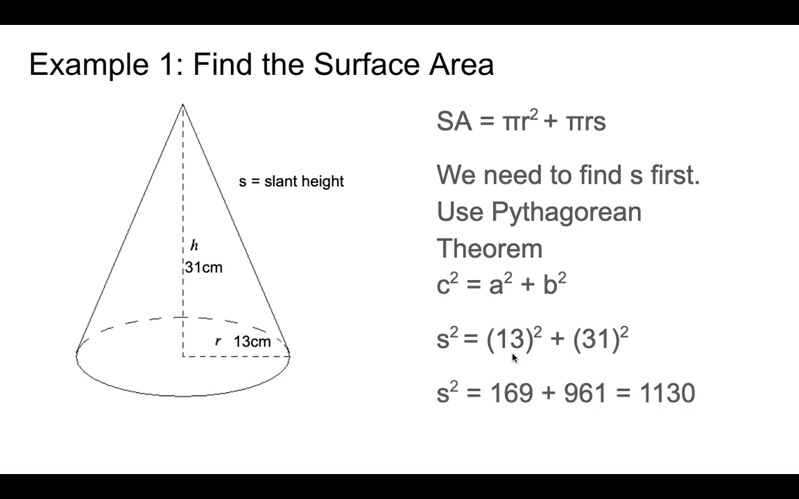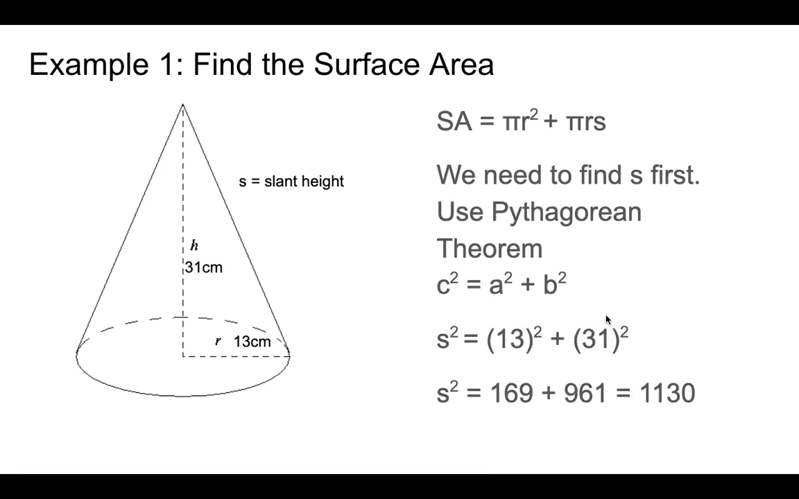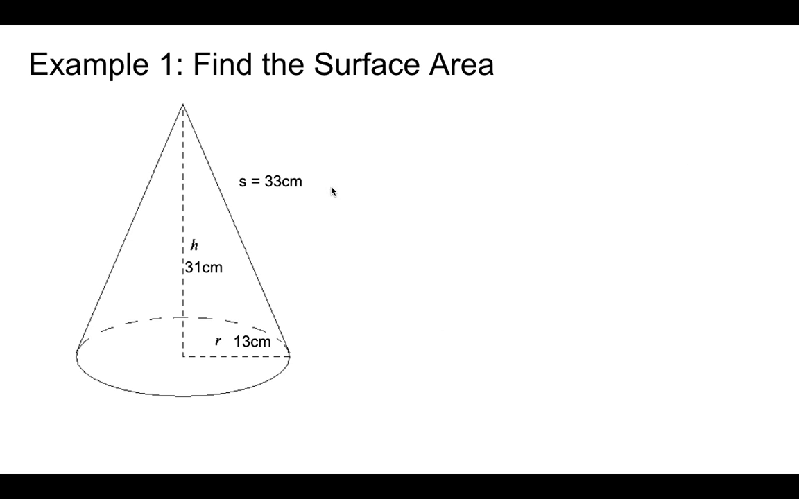So if we calculate these out, 13 squared is 169, 31 squared is 961, and if we add those together, it's 1,130. So don't forget the last step is to take the square root of both sides to get s, and the square root of 1,130 is about 33 centimeters. So now we can use our s is 33. So let's go on and do that part.